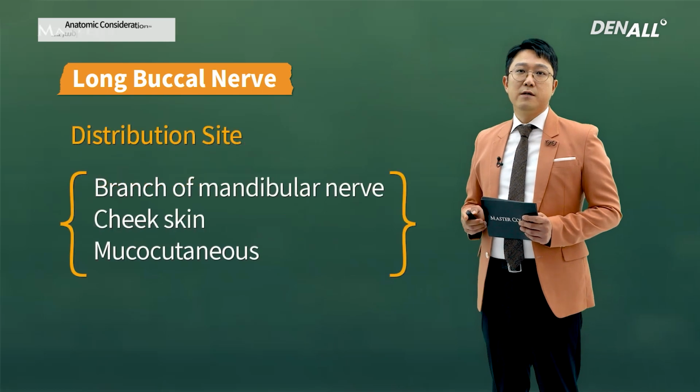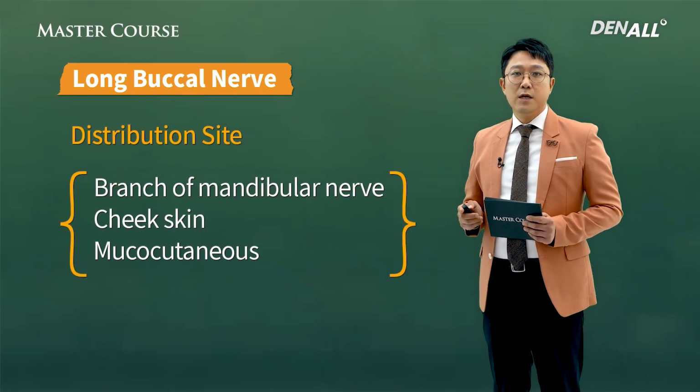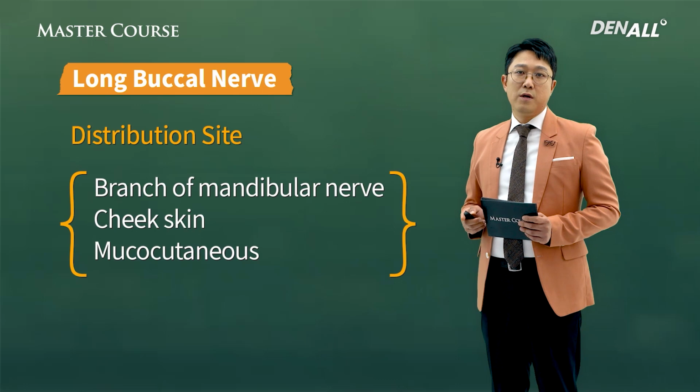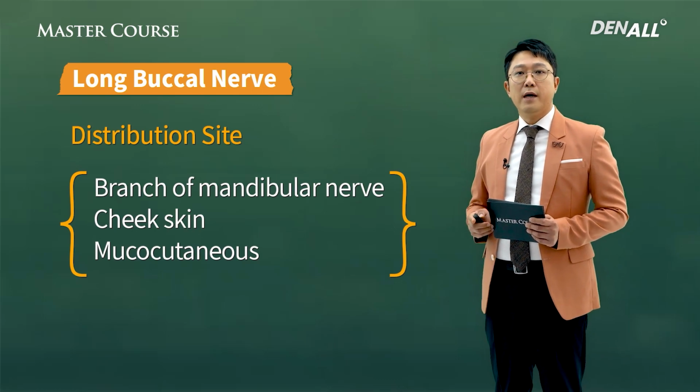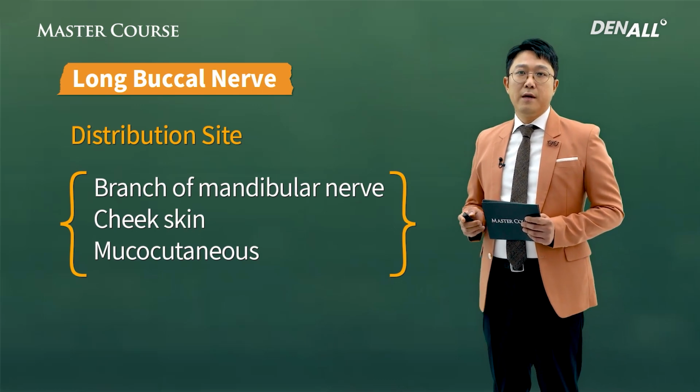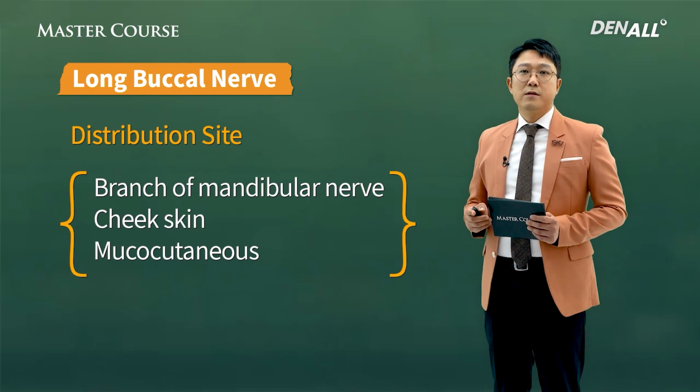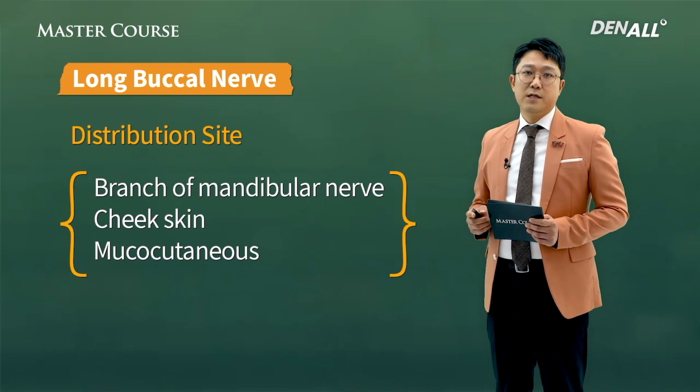The long buccal nerve is the buccal branch of mandibular nerve, and it controls the sensation for cheek, skin, and mucosa. To make a flap in the buccal mucosa, anesthesia is used for this nerve.